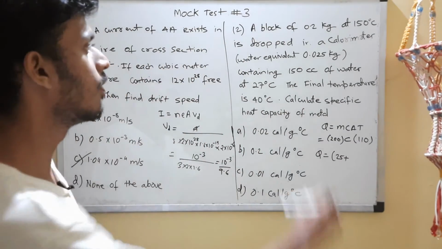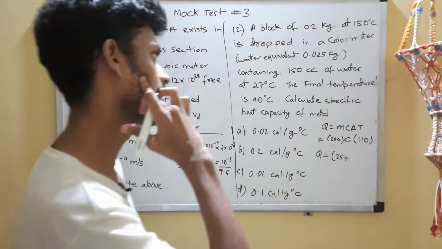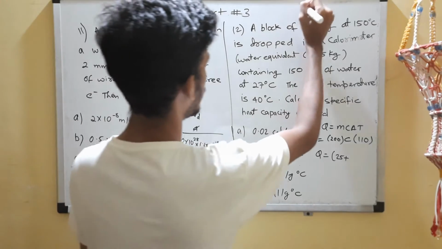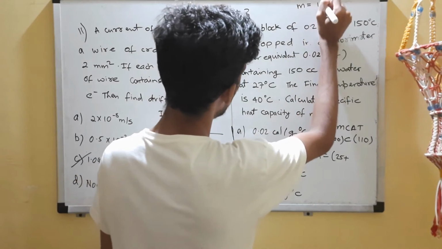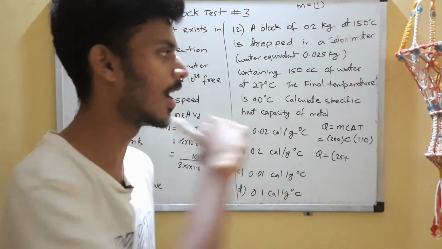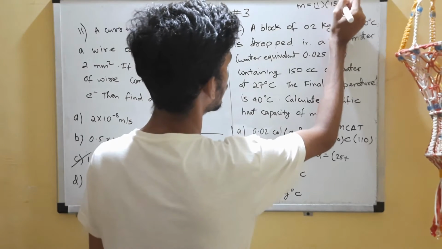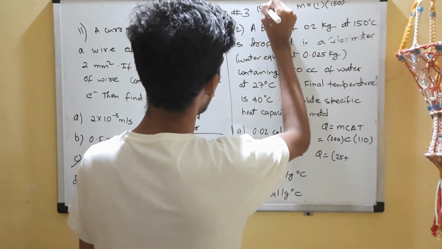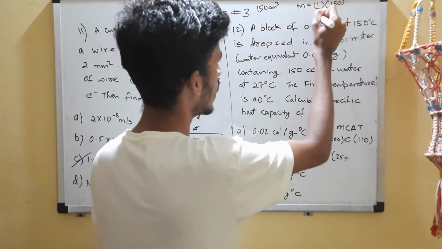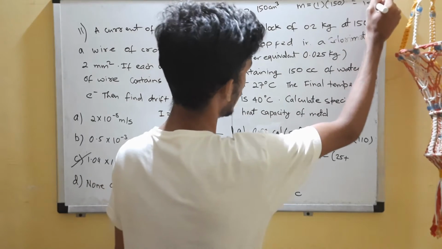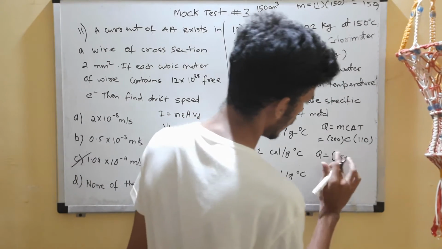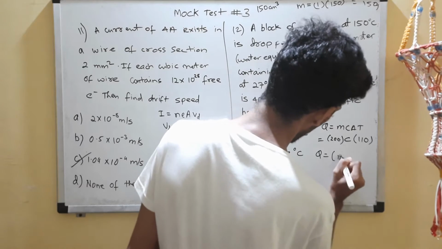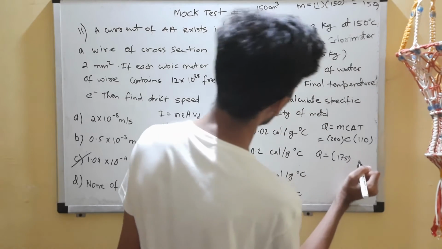Plus we have 150 cubic centimeter of water. So mass of water will be density into volume. Density of water in CGS unit is 1, volume is 150. So 150 cc basically means 150 centimeter cube, okay. So this will give us 150 grams. So 150 grams plus 25 grams, that I'll directly write as 175, okay.